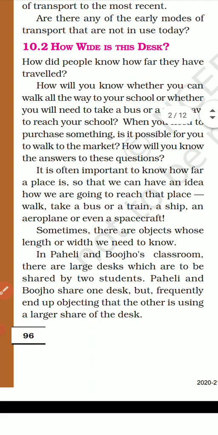Now we'll start 10.2. How wide is this desk? Now children, if you don't have a desk at home, you must be having some table, a study table, whatever table you have, that you have to measure. How did people know how far they have traveled? How will you know whether you can walk all the way to your school or whether you will need to take a bus or a rickshaw to reach your school?